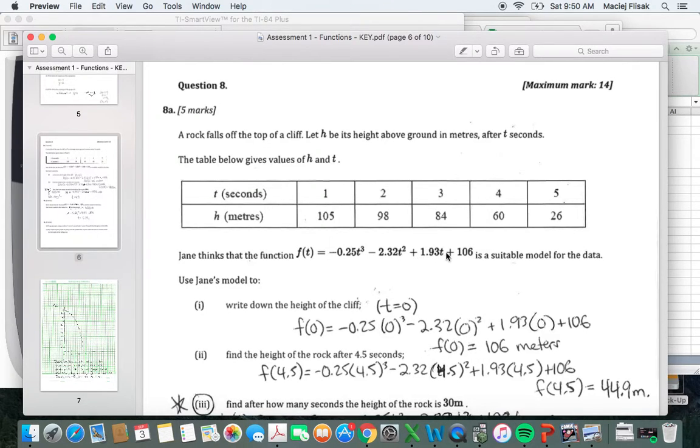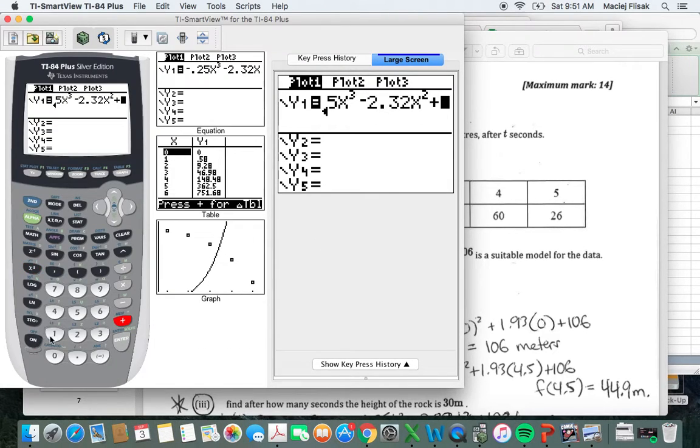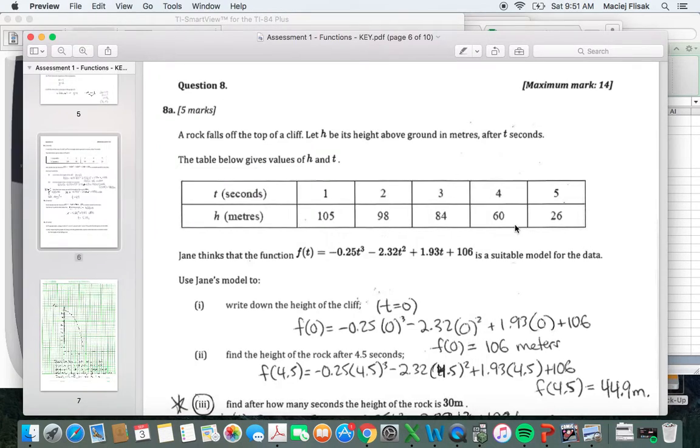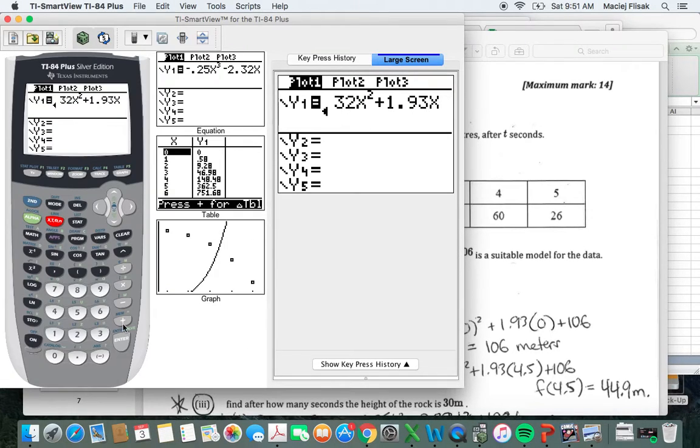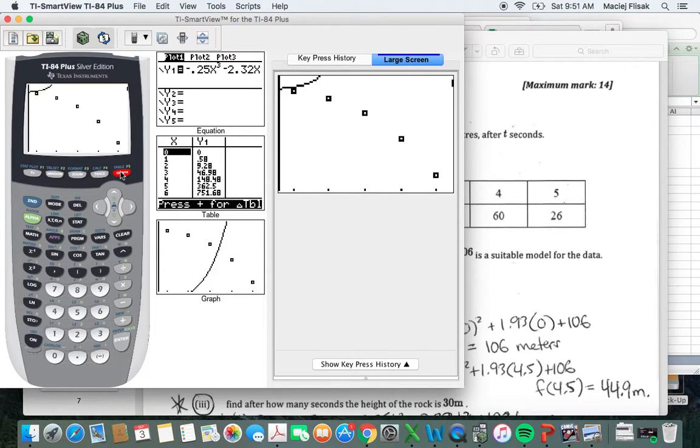Next, I have a plus 1.93x. We're using x's instead of t's, right? And plus 106. There's Jane's model. She thinks it's a good one for this data. Well, let's check. I'm going to graph it and see how close her model is to the real data.